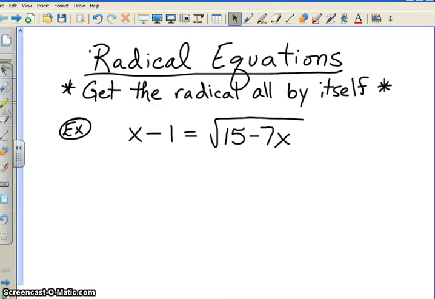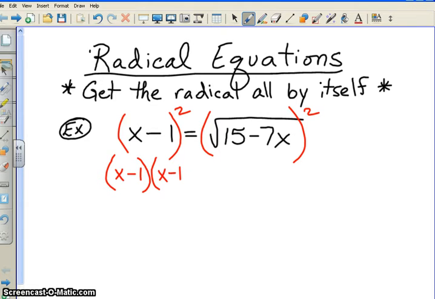We're going back and revisiting this topic because when you're solving a radical equation, you can also end up in the process with a quadratic equation to solve. So like in this example here, I have the radical all by itself on the right. Now to get rid of that radical, I'm going to have to square both sides. And notice on the left now that x minus 1 squared really means I'm doing x minus 1 times x minus 1. And that's what's going to lead us to a quadratic equation to solve. On the right side, the square and the square root cancel out and leave me 15 minus 7x.